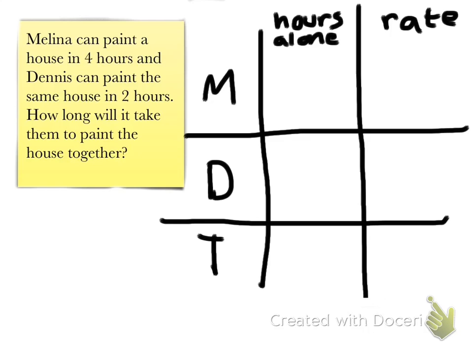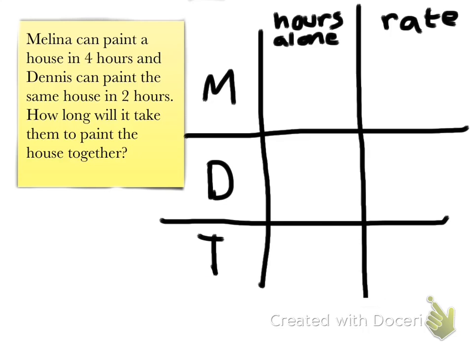Okay, so we always want to set up a chart for this. There's a couple different ways you can do this. You can talk about their rate and their total time, or you can talk about adding their rates and then the time it takes them together. So I'm going to go ahead and talk about adding their rates and the time it takes them together. So here we've got Melina, Dennis, and together. That's what the M, D, and T is for. Melina, Dennis, and then together.